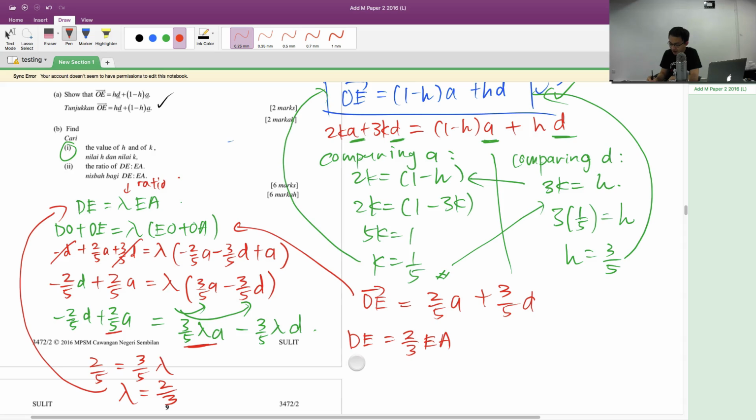So I will move the EA to the other side. So DE over EA equals to 2 over 3. Then DE ratio EA is equals to 2 ratio 3. Okay, this is how we get ratio. So far so good? I mean, at least, can you understand on this?